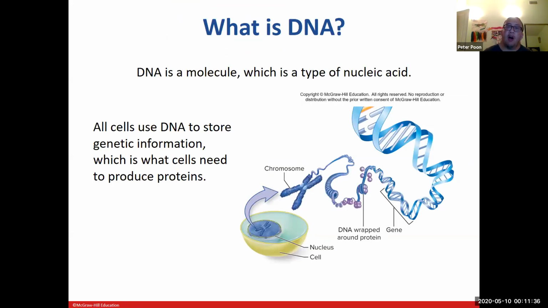Okay, so we've all heard about DNA. I'm sure you guys have seen the double helix before, right? So DNA is a molecule, which is a type of nucleic acid. All cells use DNA to store genetic information, which is what the cells need to produce proteins. So genetic information is your DNA. Inside you, your DNA tells the cell when and how to produce certain proteins at certain times, which is what makes you who you are.